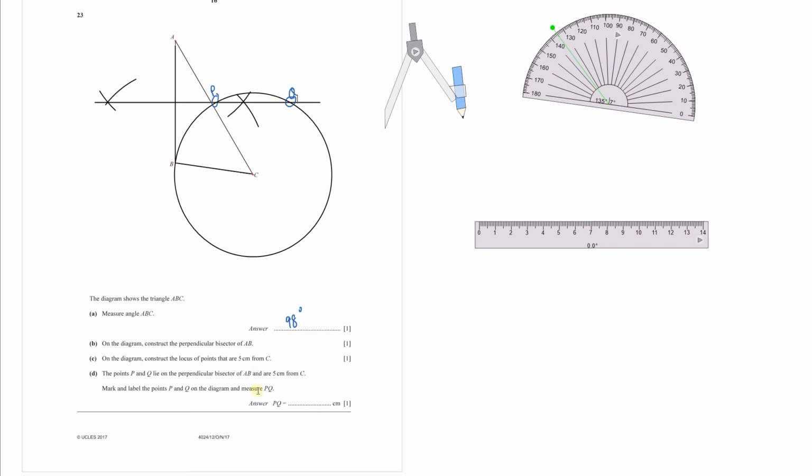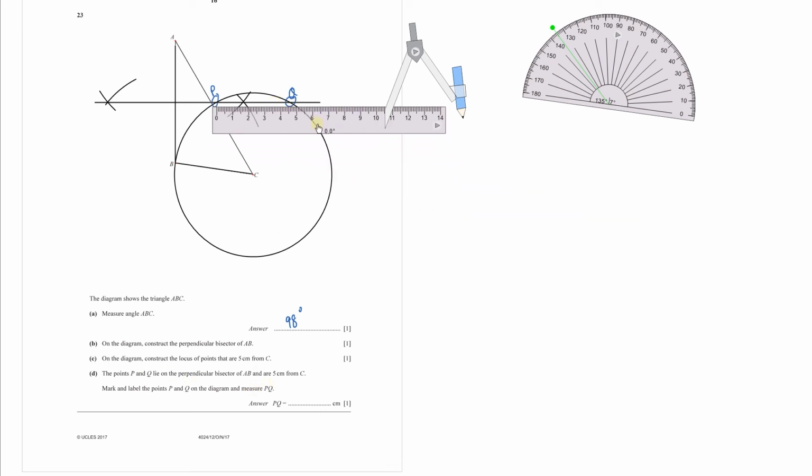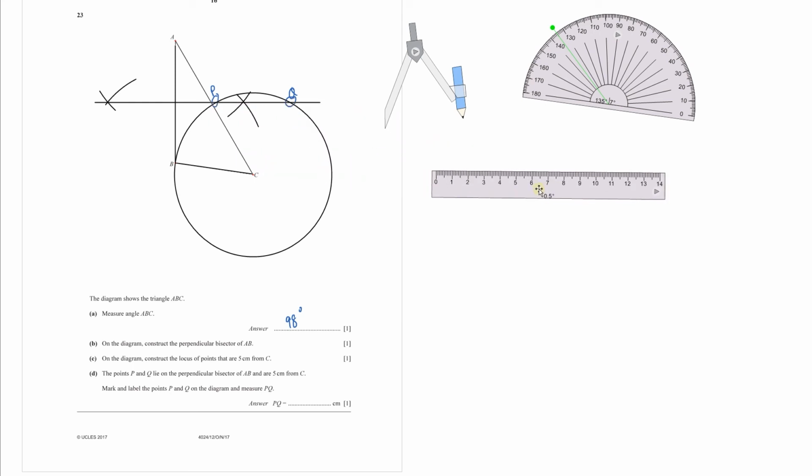And then you have to measure the distance PQ. So let me place it here on this intersection, right about here. And then point Q is right here. Let me rotate it a little bit so you can see. So I'm looking at this intersection point here. This is almost 4.7 centimeters. So 4.5, and then 4.6, and then 4.7, two lines after this bigger one. So 4.7 centimeters is my distance PQ.